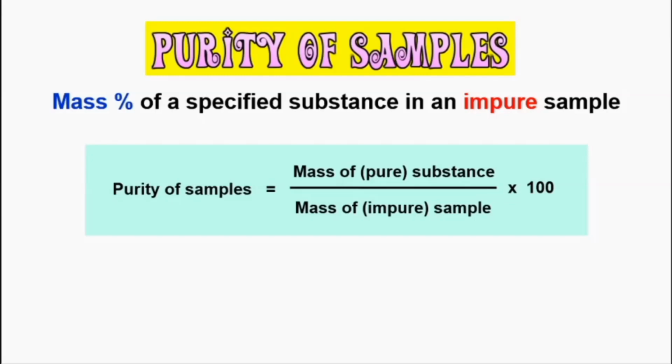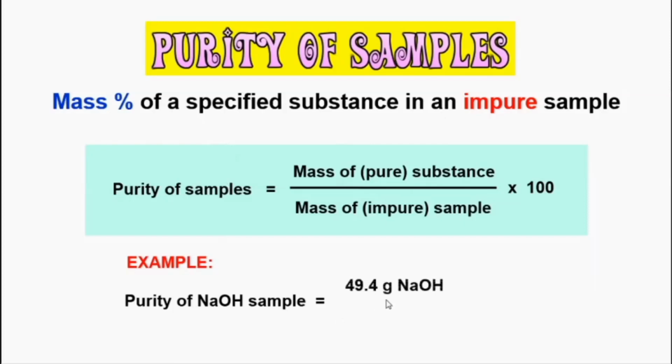Let's use one example here. Let's say the mass of the impure sodium hydroxide is 50 grams. Now we want to calculate the purity of sodium hydroxide in the sample. How to calculate this? Based on the given equation, let's say the mass of pure sodium hydroxide is 49.4 grams. Divide by 50 grams, which is the total mass of the impure sample, and you multiply by 100, and we are going to get 98.8%.